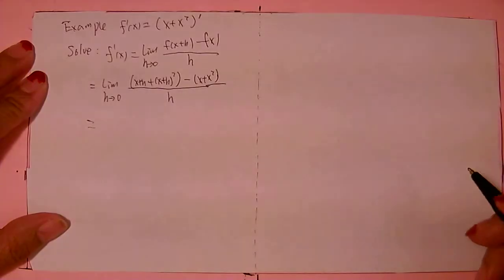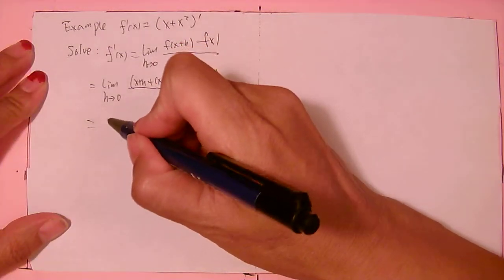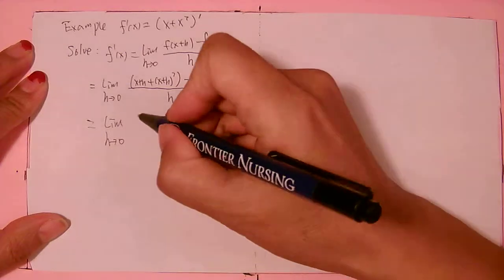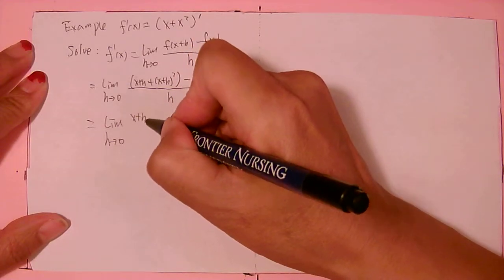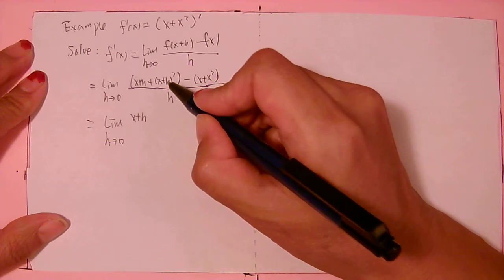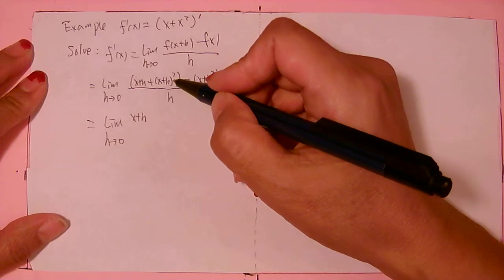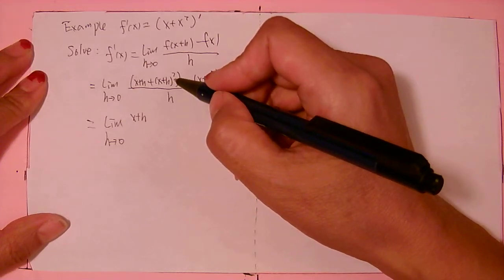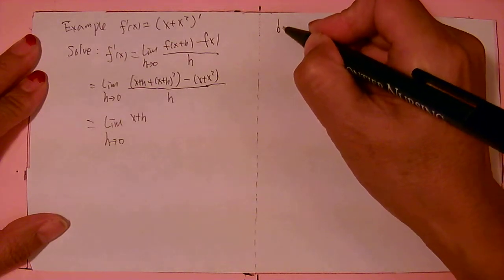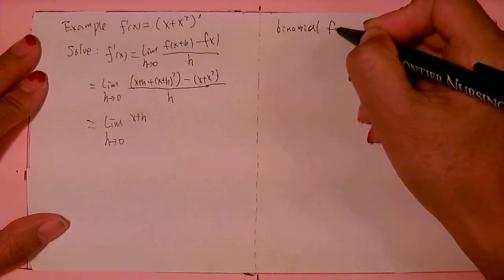Now we're going to use algebra to simplify the numerator. Let's see what will happen here. So this will be x+h. Okay, here is where most people are going to have trouble: (x+h) to the 7th power. How do you expand this? This has a binomial form. Formula.